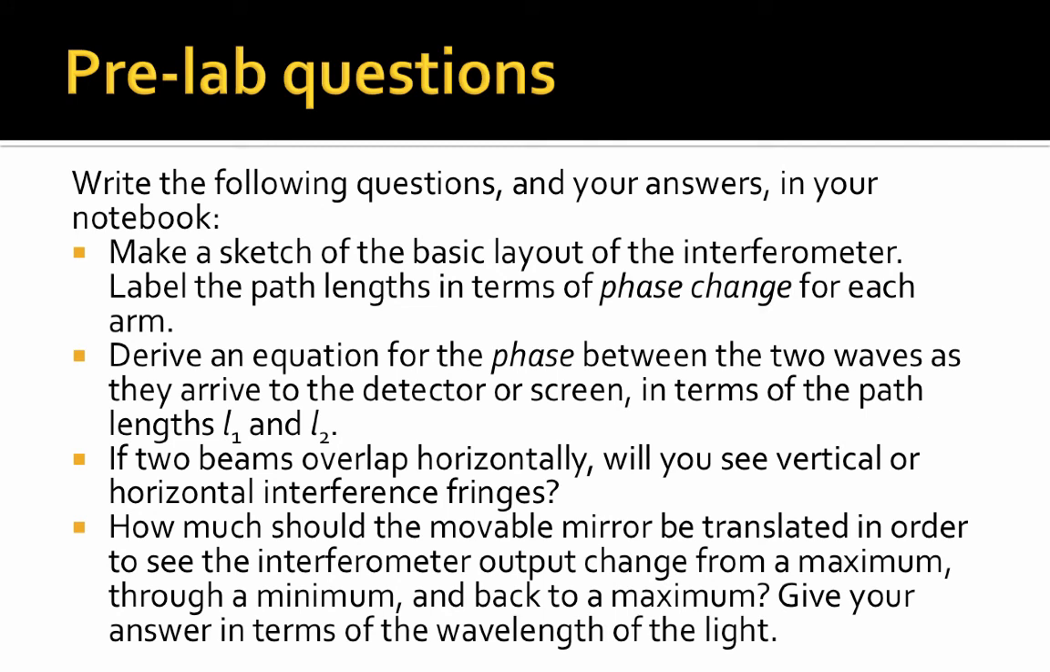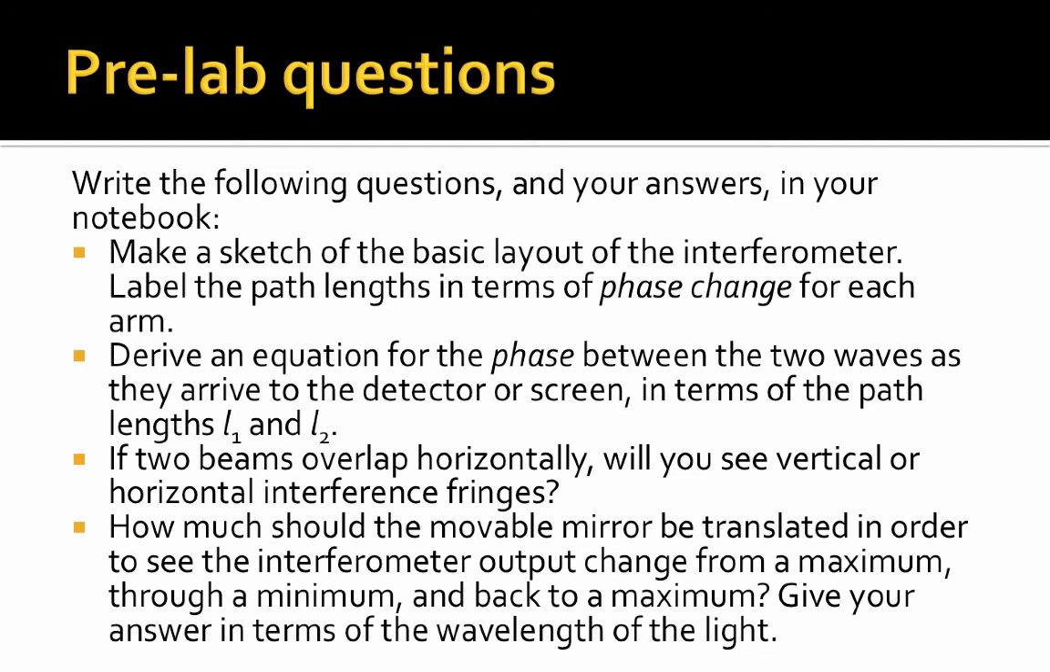So before you come to lab, write the questions and your answers in your notebook. First, make a quick sketch of the basic layout, and you can do that based on the image in the previous slide. Then derive an equation for the phase between the two waves, and by waves I mean two arms, two beams, as they arrive at your detector or camera or screen in terms of the path lengths L1 and L2. Third, if the two beams overlap horizontally, what do you expect to see?